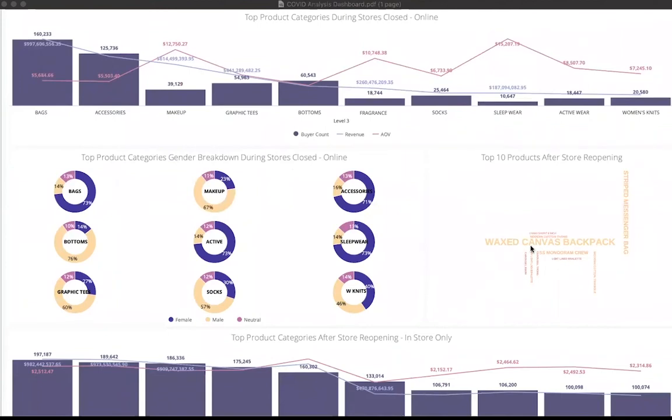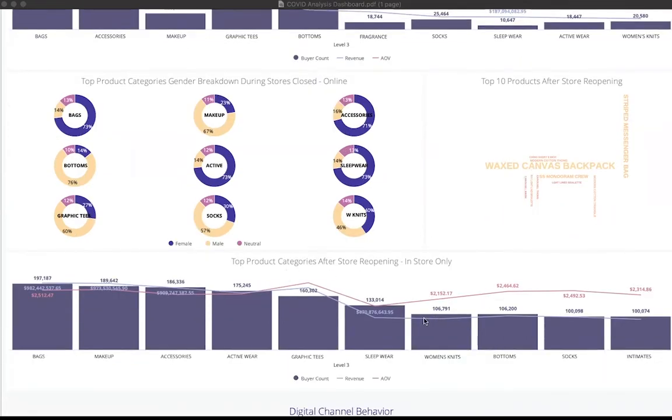Next, we're looking at the product preference after store reopening, which products were sold the most, and which product categories were sold the most in store only after store reopening.